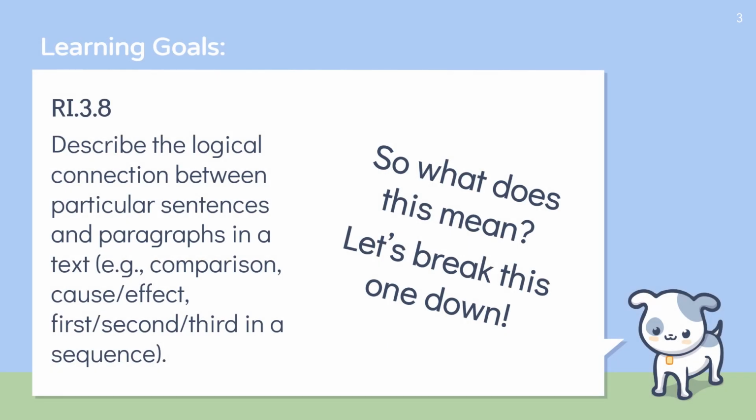Our next learning goal is to describe the logical connection between particular sentences and paragraphs in a text. For example, we're going to be using comparison, cause and effect, and words like first, second, third in a sequence. So, what in the world does this mean? Well, let's break this one down.